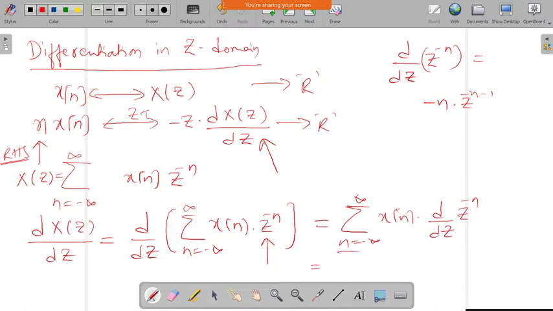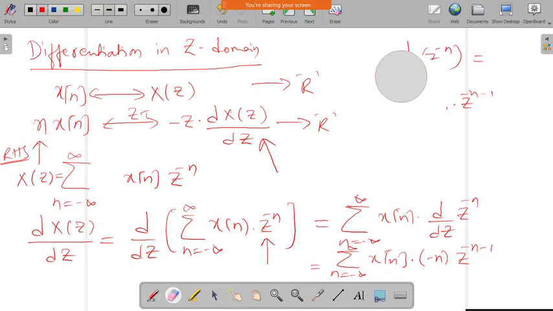So, summation n equal to minus infinity to plus infinity x of n into minus n into z power minus n minus 1. Okay. So, now you can take out this minus n outside, and whatever the remaining term, that is z power minus 1, you can take outside. So, you are going to get the result.